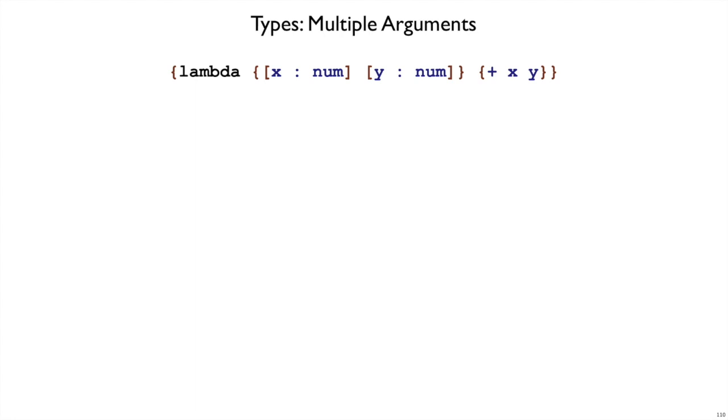Our rule for lambda actually only covered one argument right now. It's not hard to generalize to multiple arguments. So if we have a lambda with two arguments, each of the arguments has a declared type, and that means that we're going to extend the body with both of those argument types. So in the body here, x will have type num, y will have type num. That means the body has type num here because we're adding two number typed expressions. And that means overall, we have a function that returns number and it takes two arguments.